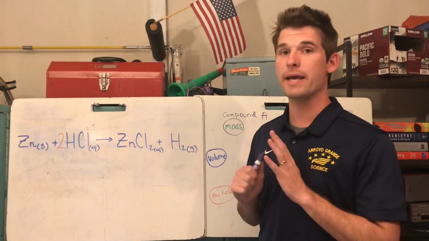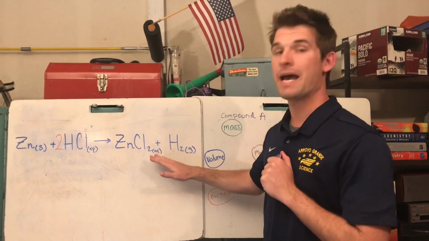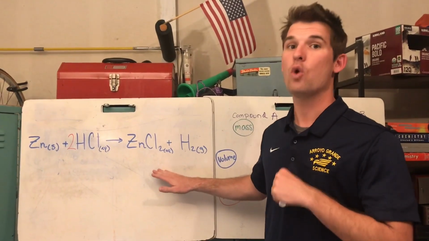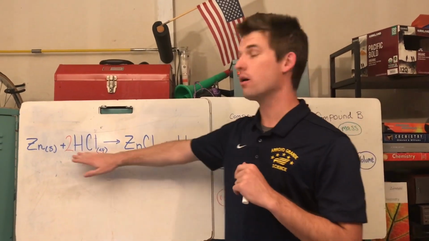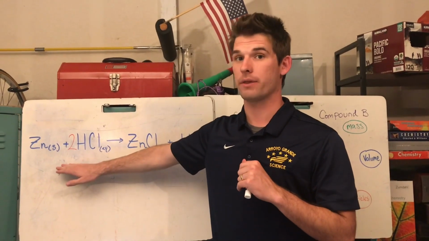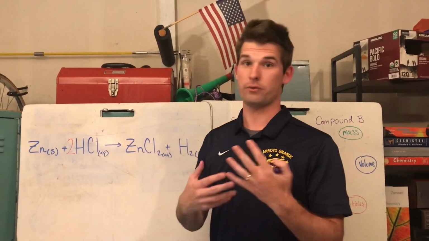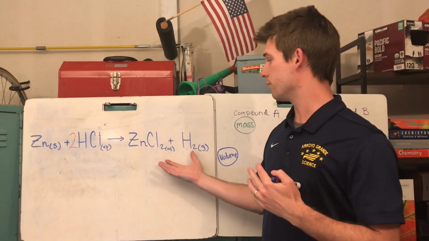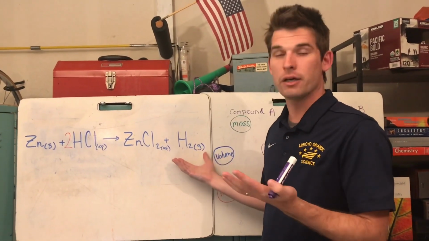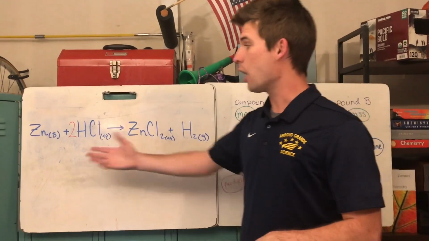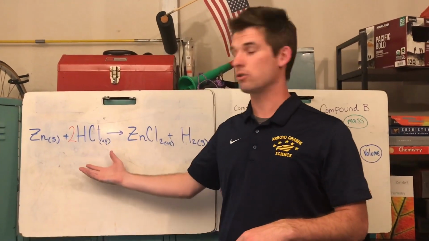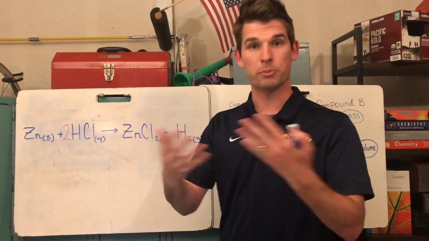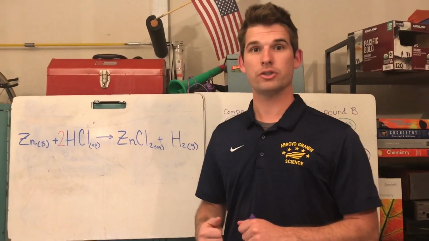What we're going to do today is predict how much product we produce based on how much reactant we start with. That sounds pretty cool. So if we really want to end up with 100 grams of hydrogen gas, how much zinc and how much hydrochloric acid do we need to put together to produce that? So let's check it out.